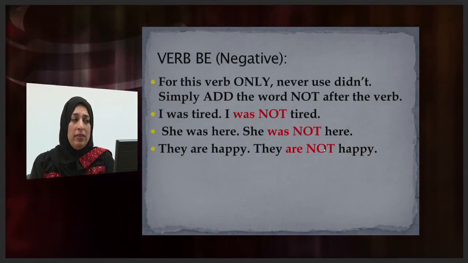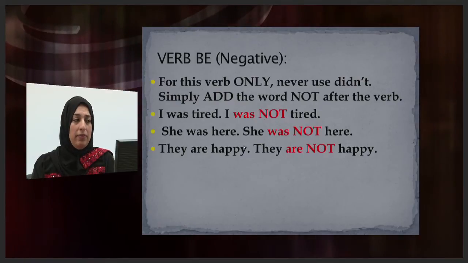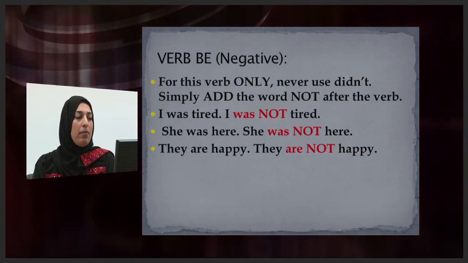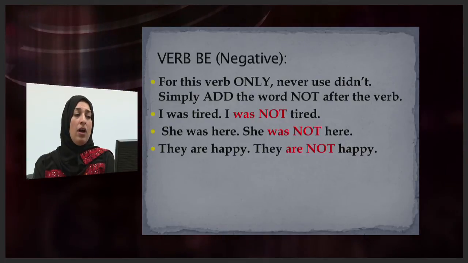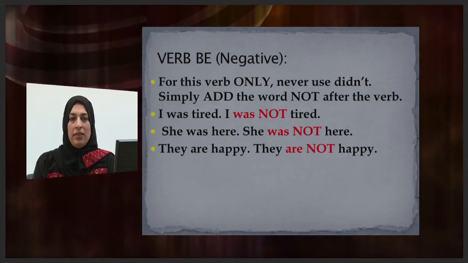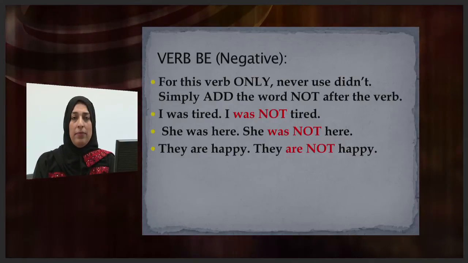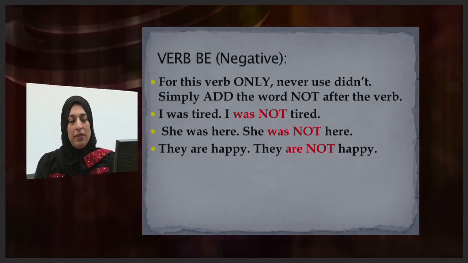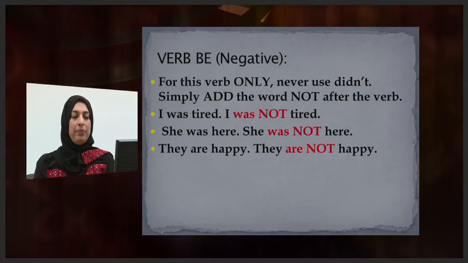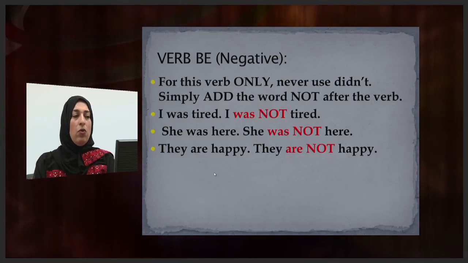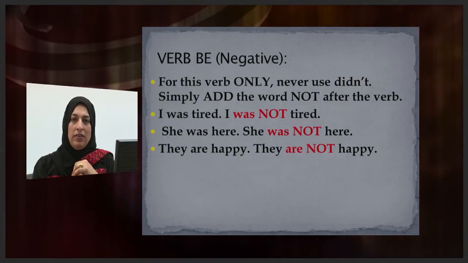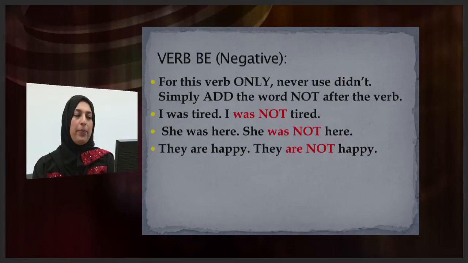For the verb to be, we never use didn't. We simply add the word not after the verb. Examples. I was tired. The negative form of this is I wasn't tired. She was here. She wasn't here. They are happy. They are not happy. So as you noticed here, with the verb to be, we never use didn't. We only add not to the verb to be.